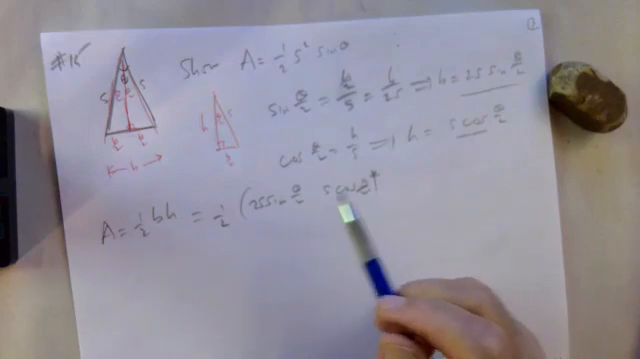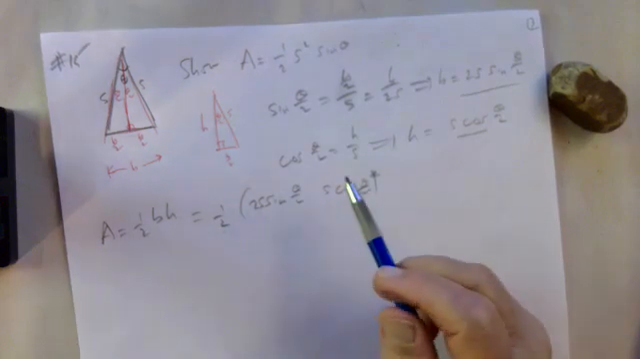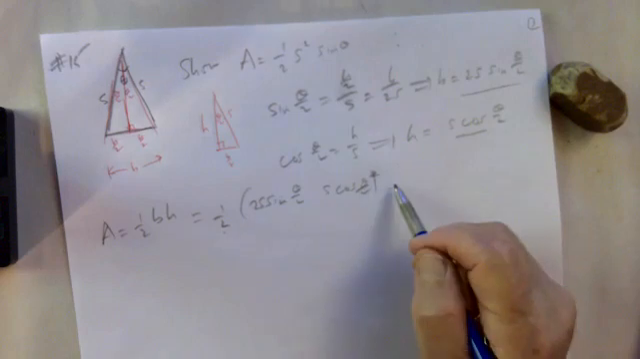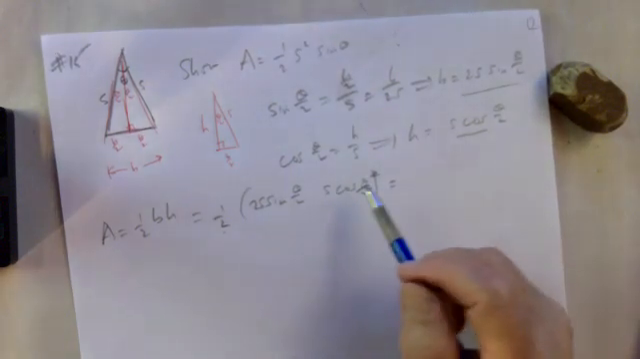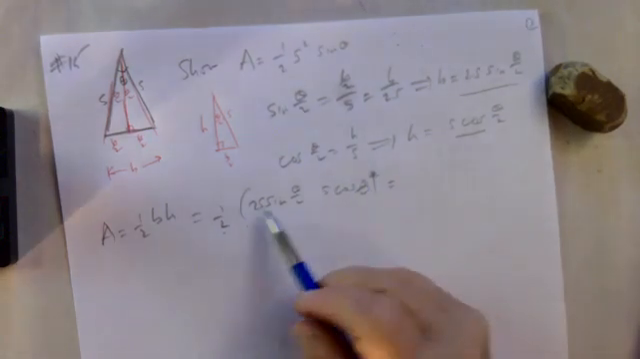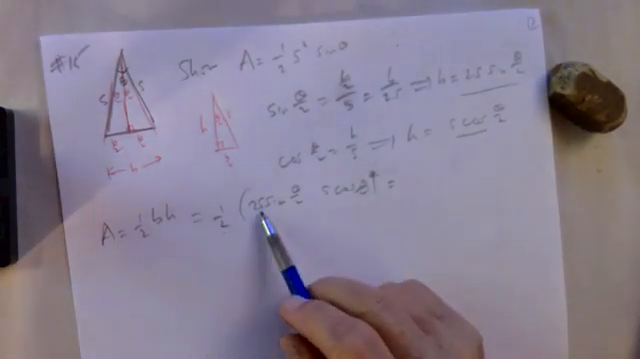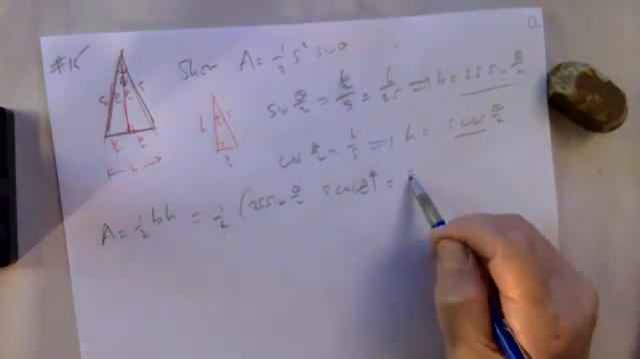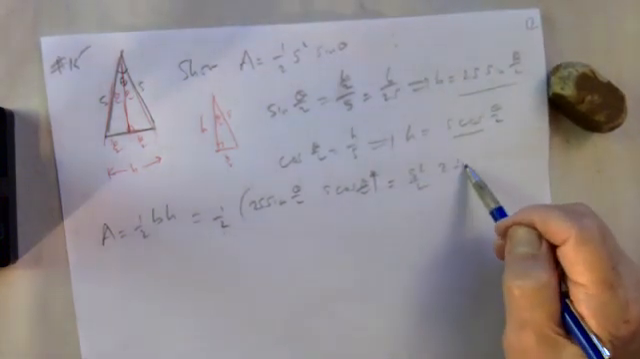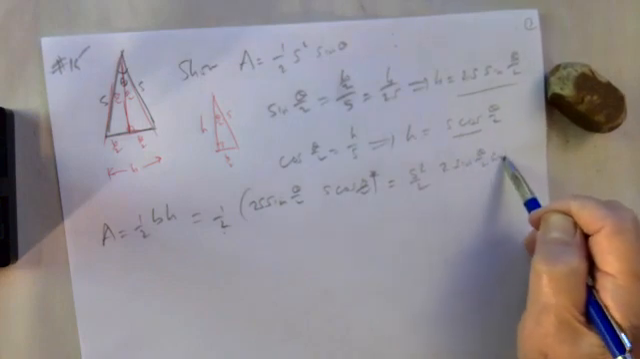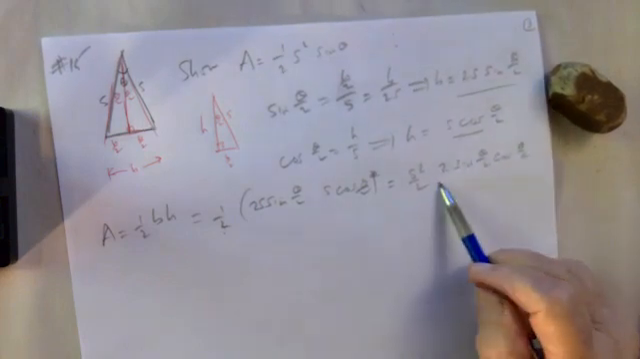So these twos cancel and I get, well, actually, let's keep this here. This is 1/2. Here I have an S and here I have an S. That's S squared over 2. And then I have 2 sine theta over 2 cosine theta over 2.